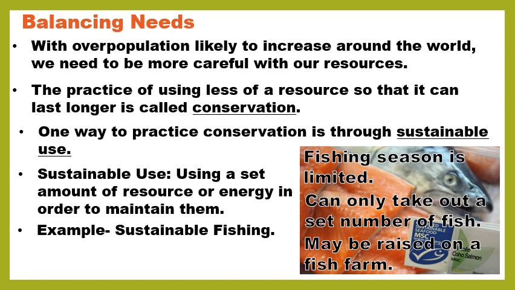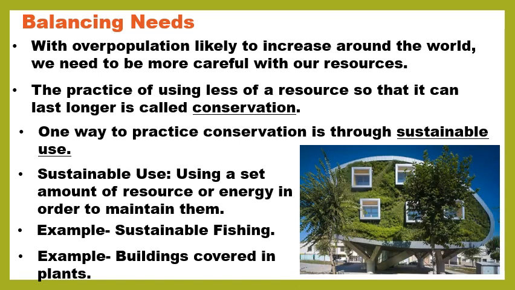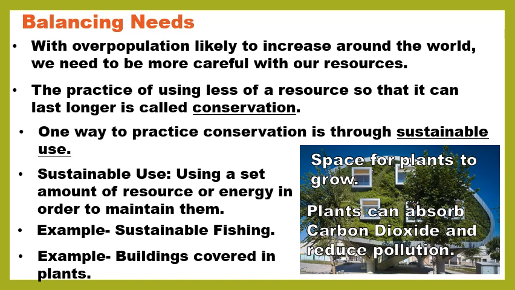Let me give you another example of sustainable use. Buildings covered in plants. So here's a building, and you can see that you have plants growing on the outside, but also inside of the building on the surface. So instead of having bricks or paint, they allowed some room for plants to grow, which is really nice, because usually when you build a building, you remove the land so that you can build your house or building or mall. But this is a way to have your space, but also still keep space for plants to grow. And plants can absorb carbon dioxide, and that will help reduce pollution.